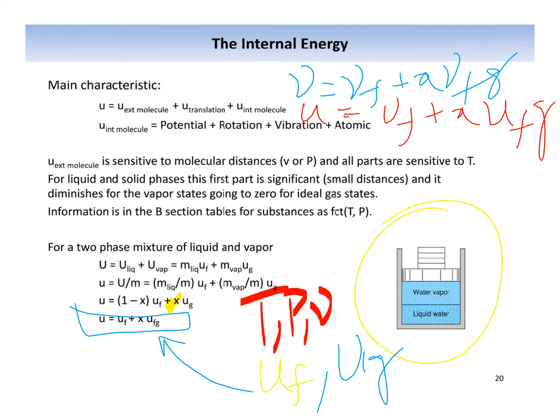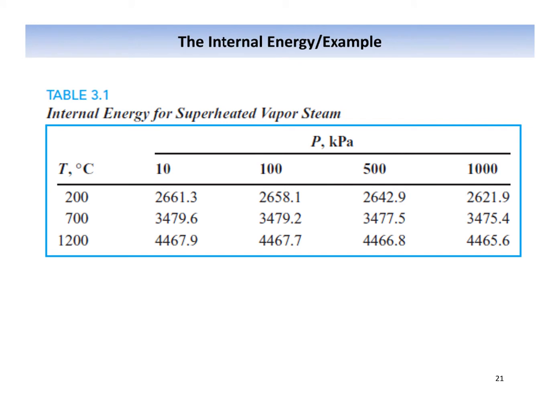So now let us consider this table and try to find a pattern over here, where we can see that the internal energy is given for a variety of temperatures and over a variety of pressures.